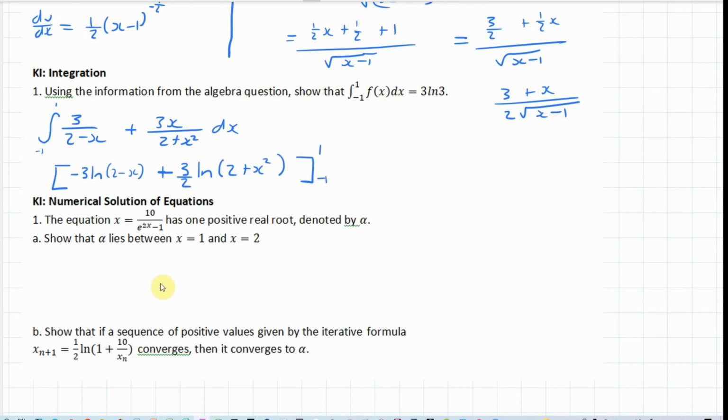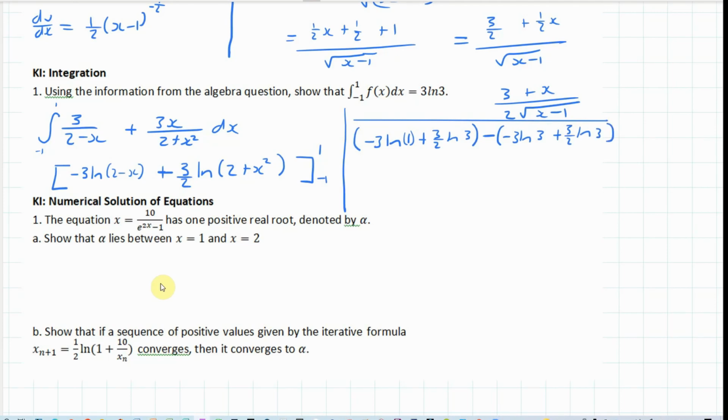Now let's apply those. So when we apply it, what do we get? So we get minus 3 ln, so our first bracket, 2 minus 1, so ln 1, plus 3 over 2 ln, and that would be 3. That's our first bracket. Subtract. Now we do our next bracket. Negative 3 ln 2 minus 1, so that's 3, plus 3 over 2 ln 3.